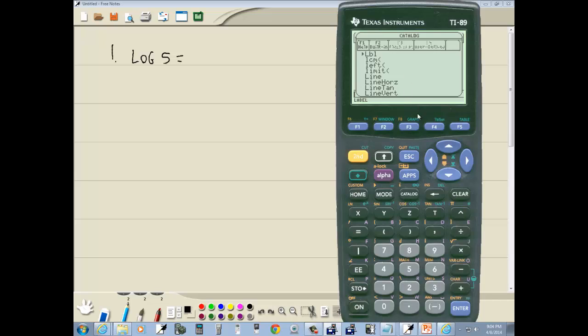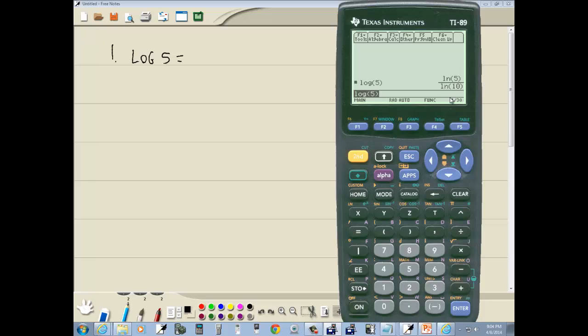the L's. Now I didn't when I did this, but the first time I went into the catalog, when I was locating it, I had to do alpha 4 twice. And for some reason it's always set up that way. Well, if I down arrow then, I'm in my L's, you can find log. Once we find log, then we press enter on it. And now I can put 5 in, put my closing parentheses, and then enter.